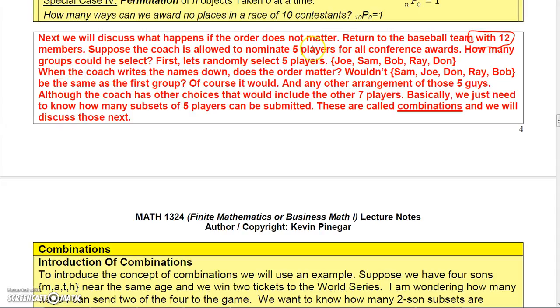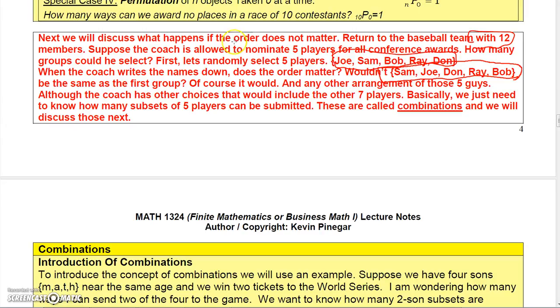Well, let's select 5 players. Here's 5 players off the team here: Joe, Sam, Bob, Ray, and Don. Now, let's rearrange them: Sam, Joe, Don, Ray, and Bob. Okay, well, wouldn't this be the same 5 players that are nominated? So since I rearranged them and it really doesn't give me anything new, this can't be a permutation because the order is not relevant in this example.